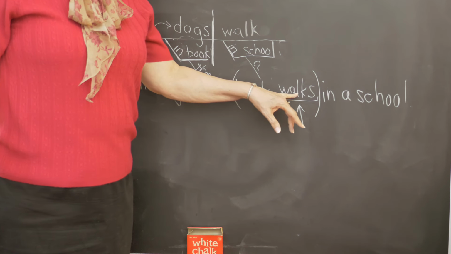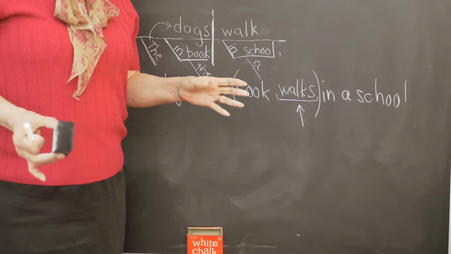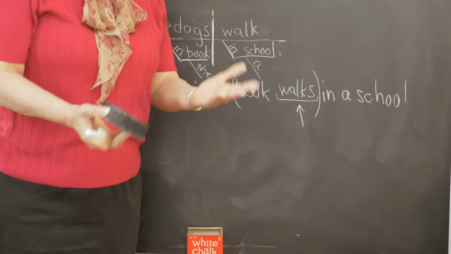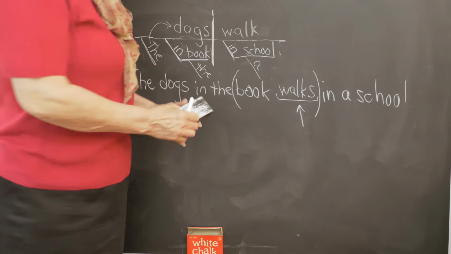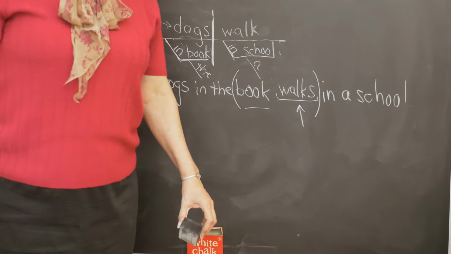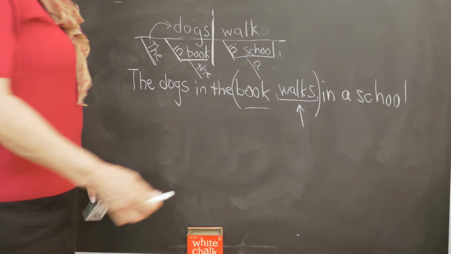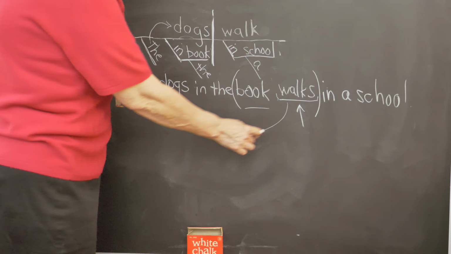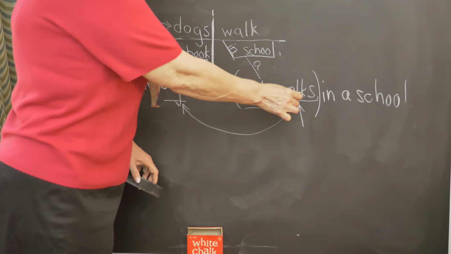Book walks. Let's think of a different verb for book that makes sense. The book opens. Notice we have the S at the end, right? The book opens. The problem here is that book is not the subject of our sentence. What is? Sally, dogs, that's right. We have to go all the way to the beginning of the sentence to find the subject that goes with this verb.